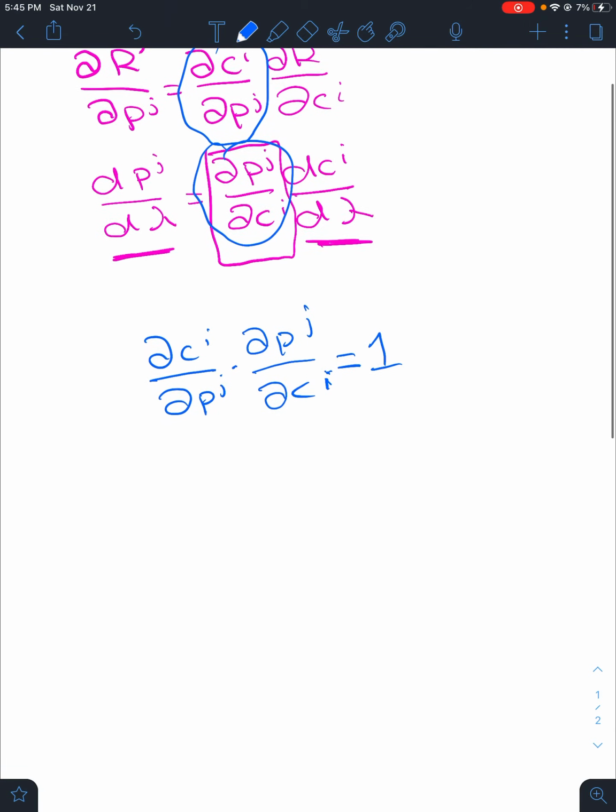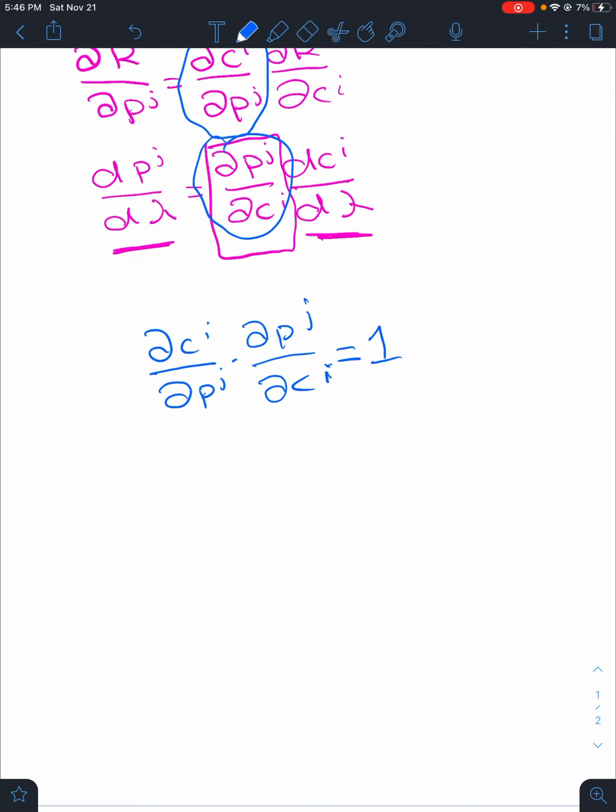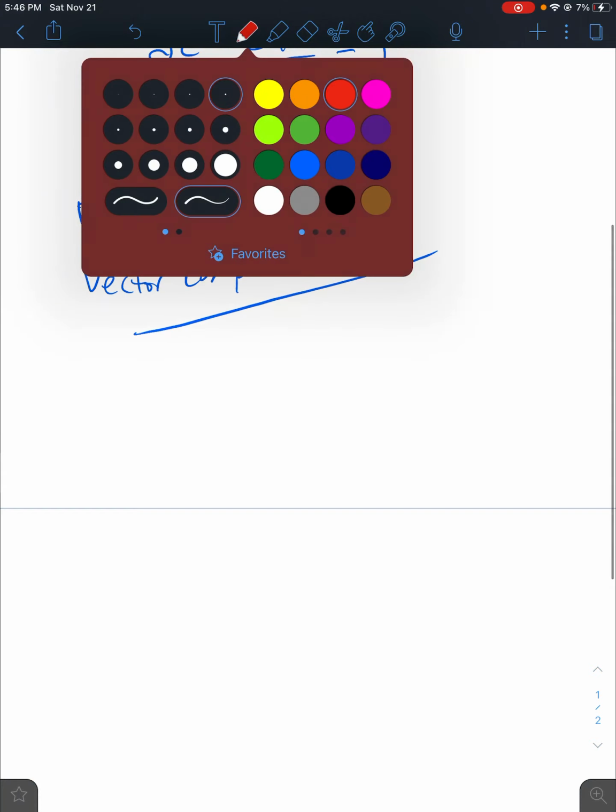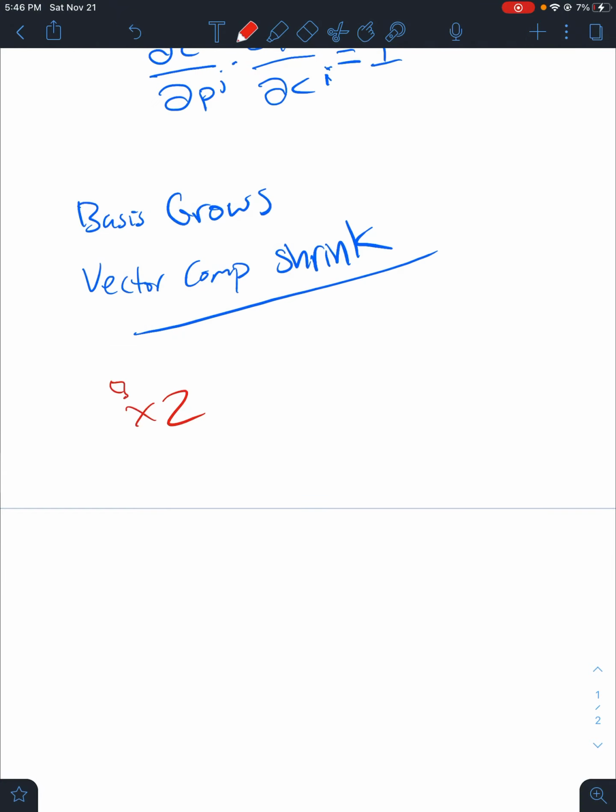And this implies that when our basis grows, our vector components will shrink. Or if our basis grows by a factor of 2, your vector components will grow by a factor of 1/2, or shrink by a factor of 2.